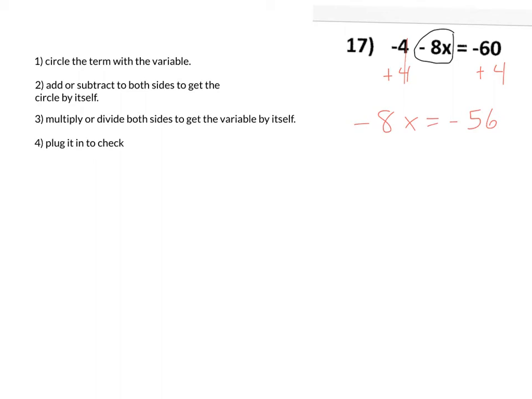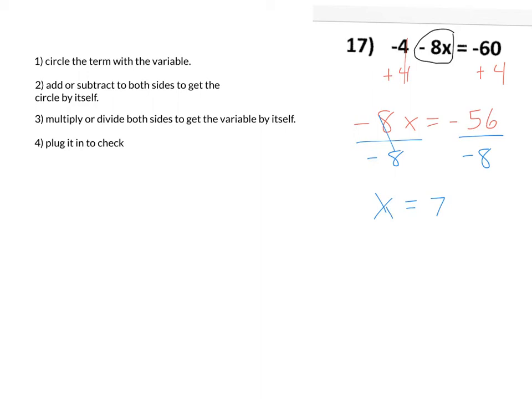Now I'm going to do the inverse of timesing by negative 8. The inverse of multiplying by negative 8 is dividing by negative 8. We're going to do that on both sides. X is equal to, negative divided by negative is positive, and 56 divided by 8 is 7.